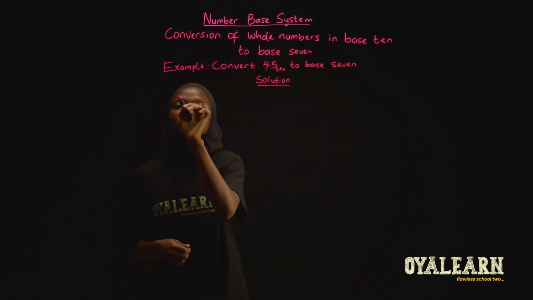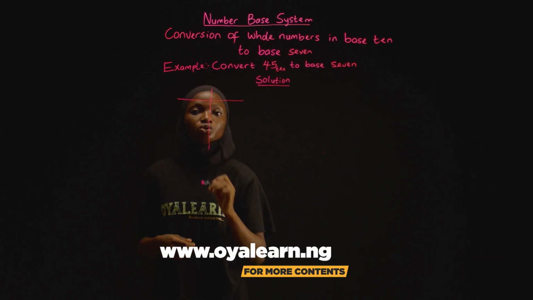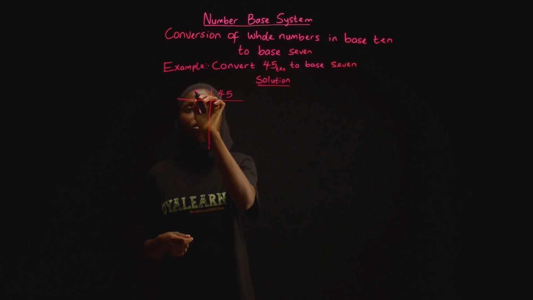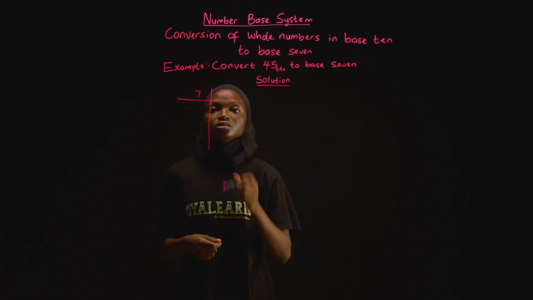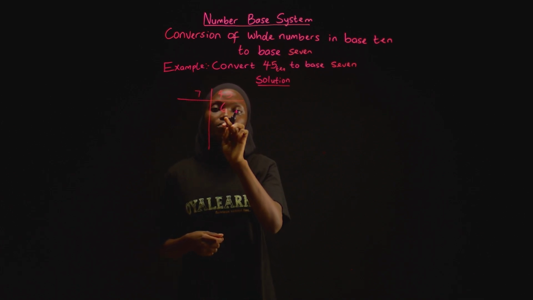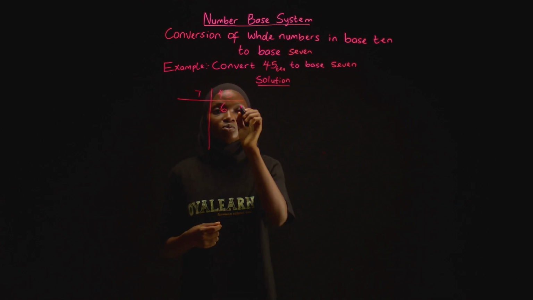To solve this, we divide repeatedly by 7 until further division is no longer possible. We place our 45 here, then 7 here, then we'll divide. 7 goes in 45, we have 6. 7 multiplied by 6, you have 42. When you take away 42 from 45, what remainder do we have? We have a remainder of 3.